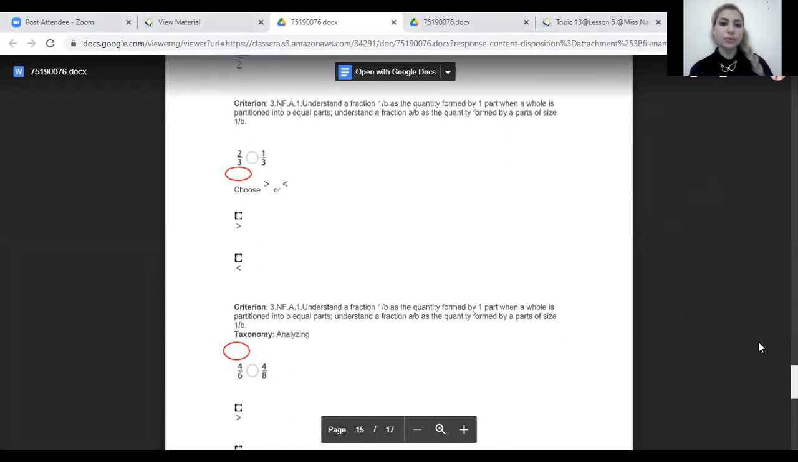2/3 and 1/3. What is the rule? If the numerator is greater, the fraction is greater. So 2 out of 3 is greater than 1 out of 3. Yes, excellent.